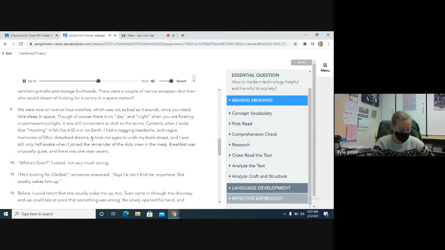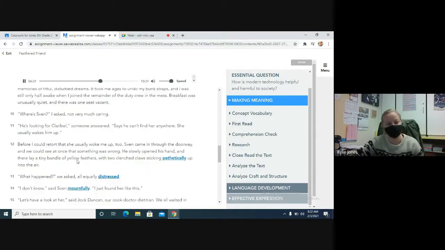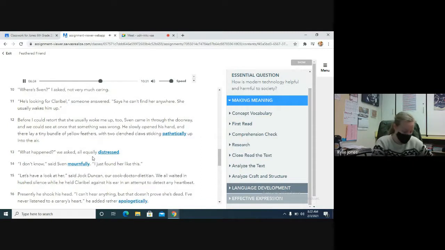Breakfast was unusually quiet, and there was one seat vacant. "Where's Sven?" I asked, not very much caring. "He's looking for Claribel," someone answered. "Says he can't find her anywhere. She usually wakes him up." Before I could retort that she usually woke me up too, Sven came in through the doorway, and we could see at once that something was wrong. He slowly opened his hand, and there lay a tiny bundle of yellow feathers with two clenched claws sticking pathetically up into the air.